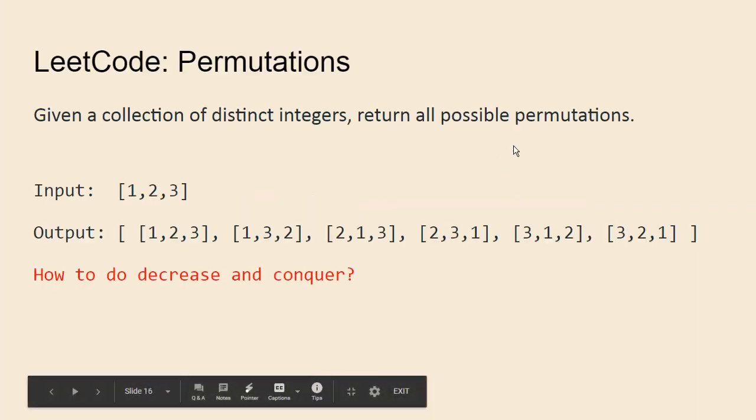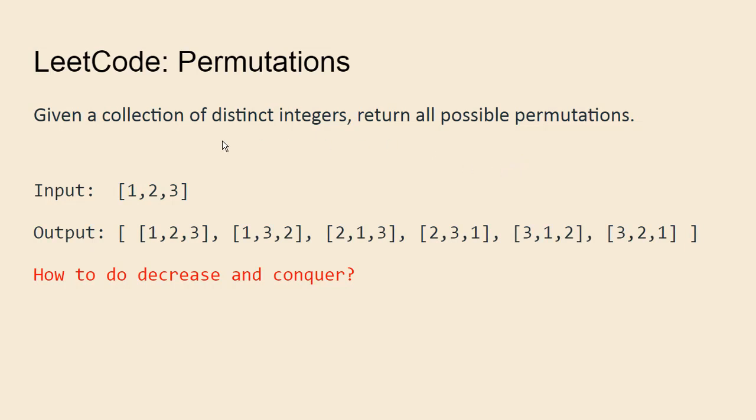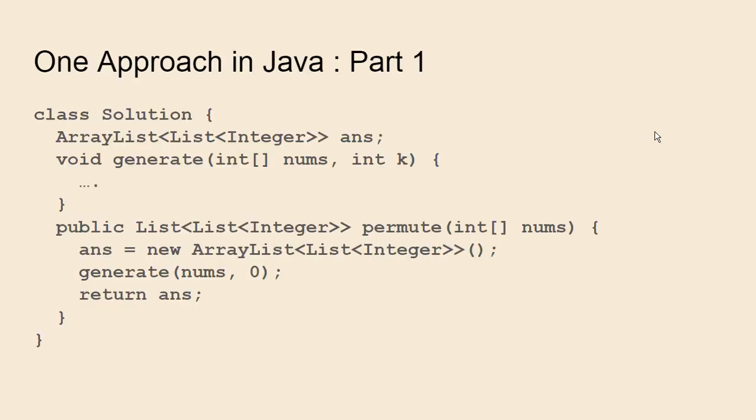Now let's look at another similar problem, permutations. Given a collection of different integers, we want to return all possible permutations. This is similar to combinations. It's slightly different because here we are keeping all the items, but we want their order to be different. We want to systematically enumerate through all the ways of ordering things.